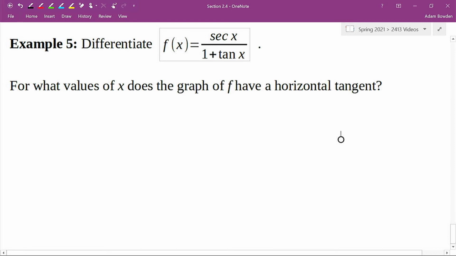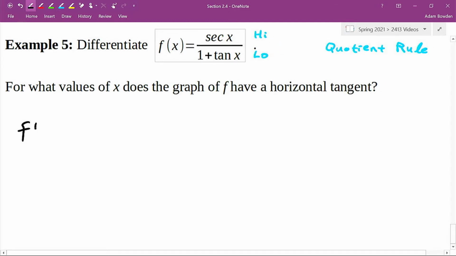On example 5, we're going to differentiate the function f of x equals secant x over tangent x and determine whether or where the graph of the function has horizontal tangent lines. Now, to do the derivative here, this will be the situation for a quotient rule. So we have to look at the high over low.